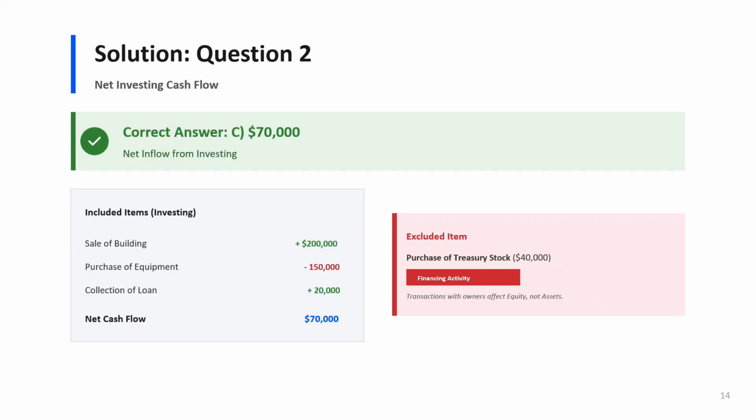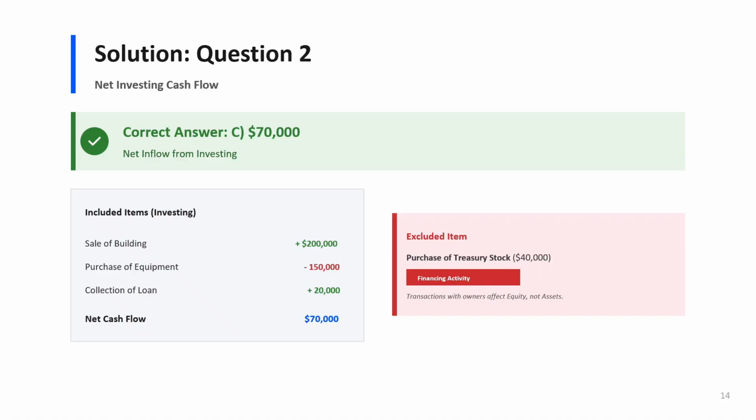Okay, let's review the solution together. The correct answer is C, $70,000. We focused on identifying investing activities. Now let's see how we calculate the cash flows. The sale of the building and the collection of a loan principal are cash inflows from investing activities. The purchase of equipment is a cash outflow for investing.